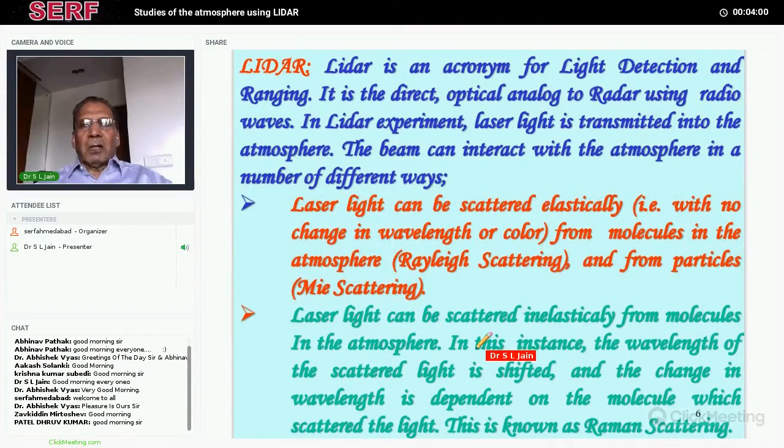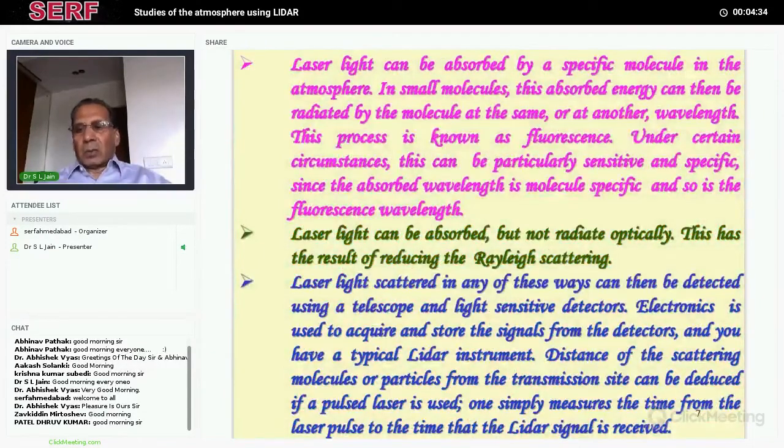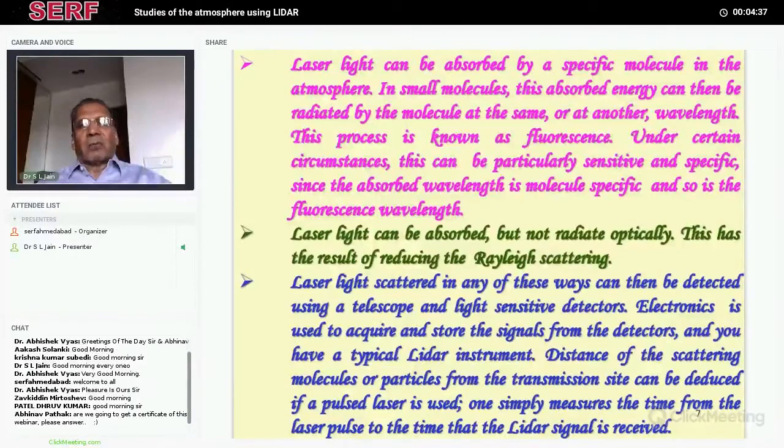Laser light can be scattered inelastically, meaning the backscattered radiation will not have the same wavelength which was initially emitted. In this instance, the wavelength of the backscattered light is shifted, and the change in wavelength is dependent on the molecule which scattered the light. So it is a special characteristic of the molecule itself that gives the wavelength, and this gives the information about that particular molecule. This is known as Raman scattering, and Raman also got the Nobel Prize for India in physics.